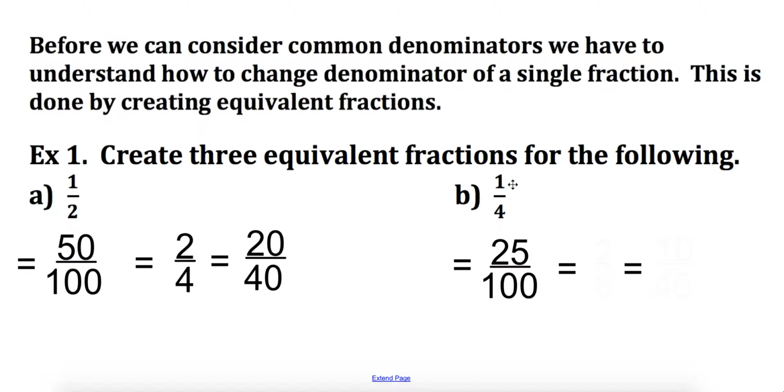If we do our multiplying by 2 trick, 1 times 2 is 2. 4 times 2 would be 8, so we'd get 2 over 8. And now this time I'm going to actually multiply the 1 and the 4 by 10, multiplying them by the same number again. I get 10 over 40. So all of these are equivalent to 1/4. All of these are equivalent to 1/2.